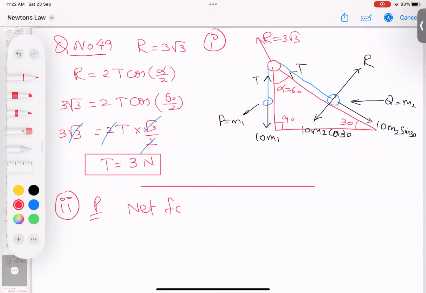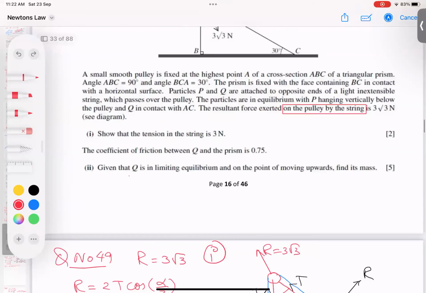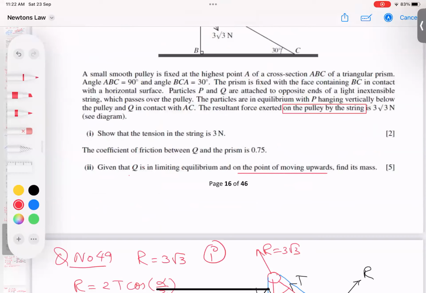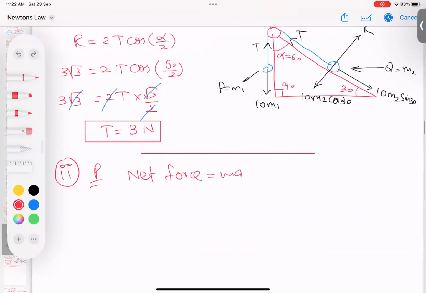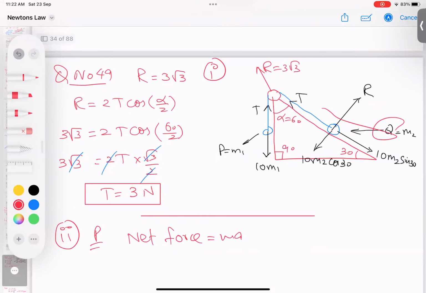Net force is equal to ma. But the thing is that here friction is very important. Look here, on the point of moving up. This is very interesting. Q is about to move up. I repeat my words: Q is about to move up. So I'm writing the words "about to move up". So friction naturally will be downwards.